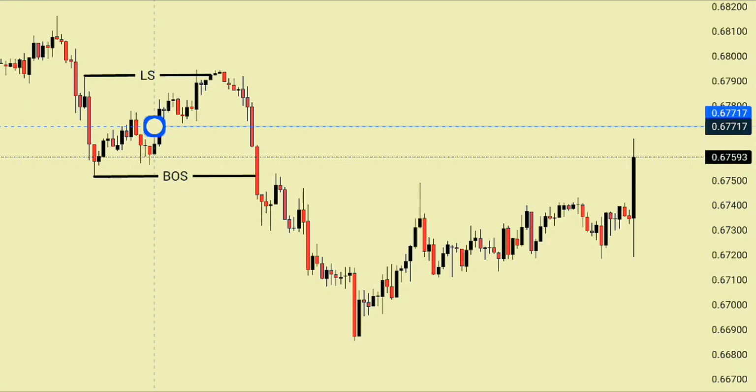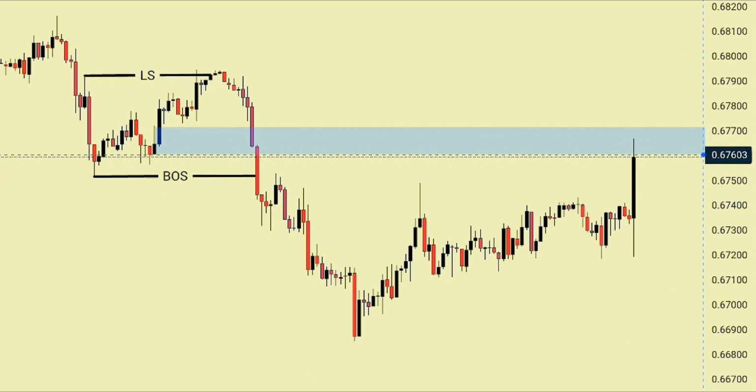Next, the price taps into a well-defined breaker block. A breaker block forms when an earlier demand zone fails, and the same area later acts as a strong supply zone. Think of the breaker block as an area where smart money made an attempt to push price higher, but when that push failed, the same zone becomes a region of institutional selling.